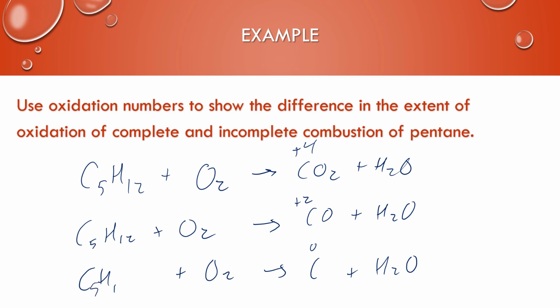But for the initial pentane, since each of the hydrogens is +1, the carbons have to be like -12/5 on average to get that to cancel out and equal 0 overall for the compound. So no matter what, it's going from this negative value to either 0, +2, or +4. And this is the difference for complete versus incomplete combustion. And that usually depends on the amount of oxygen available for combustion reactions.